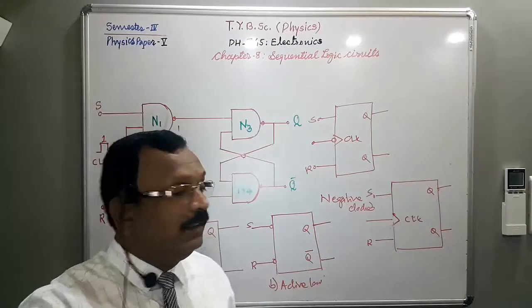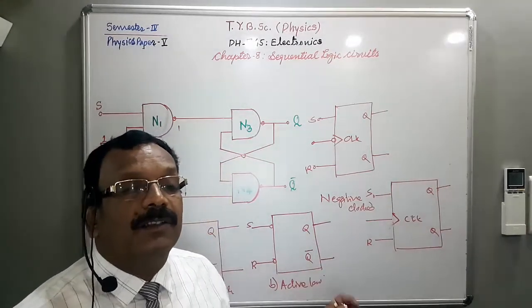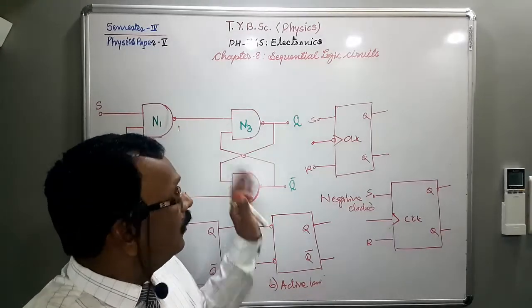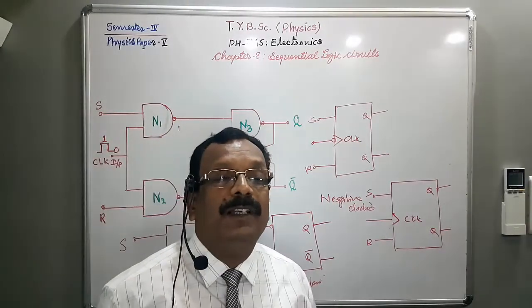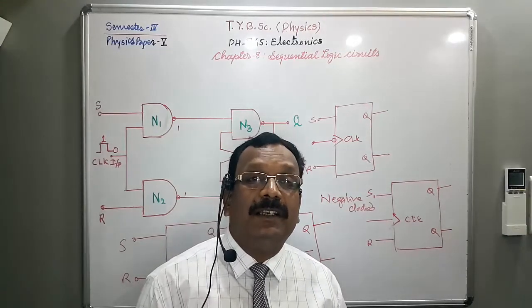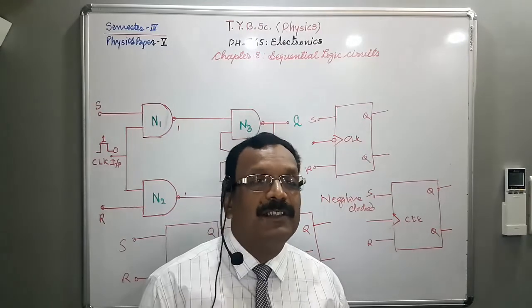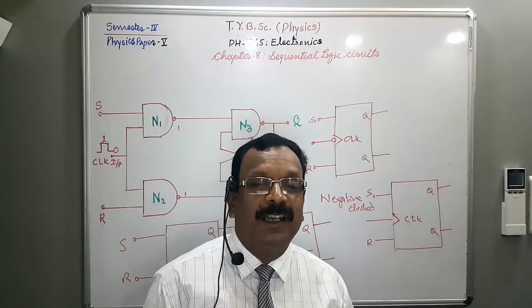In this way we have studied the clocked RS flip-flop in detail. Now in the next lecture we will see the next type of flip-flop, that is the JK flip-flop, which is also an interesting and useful one.